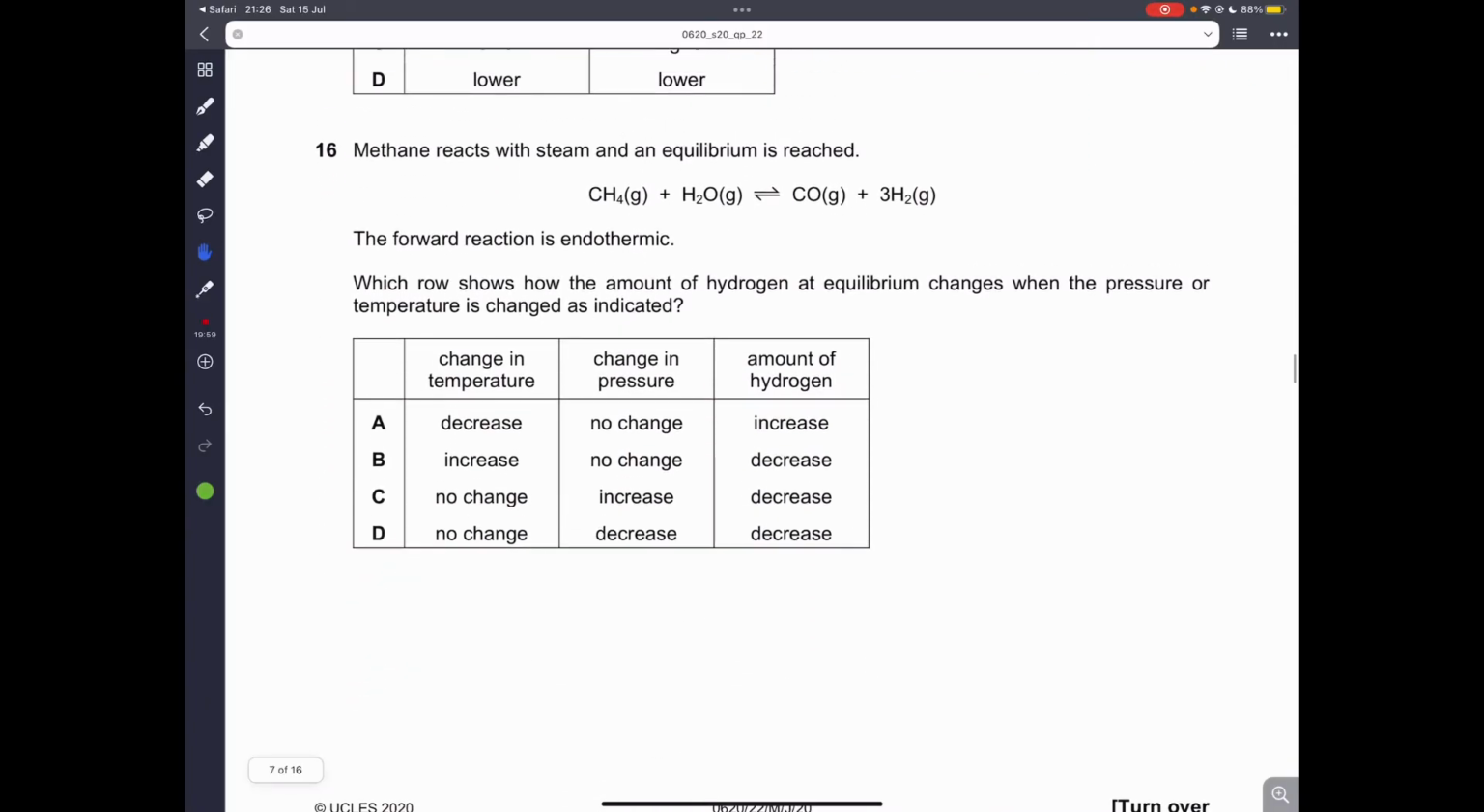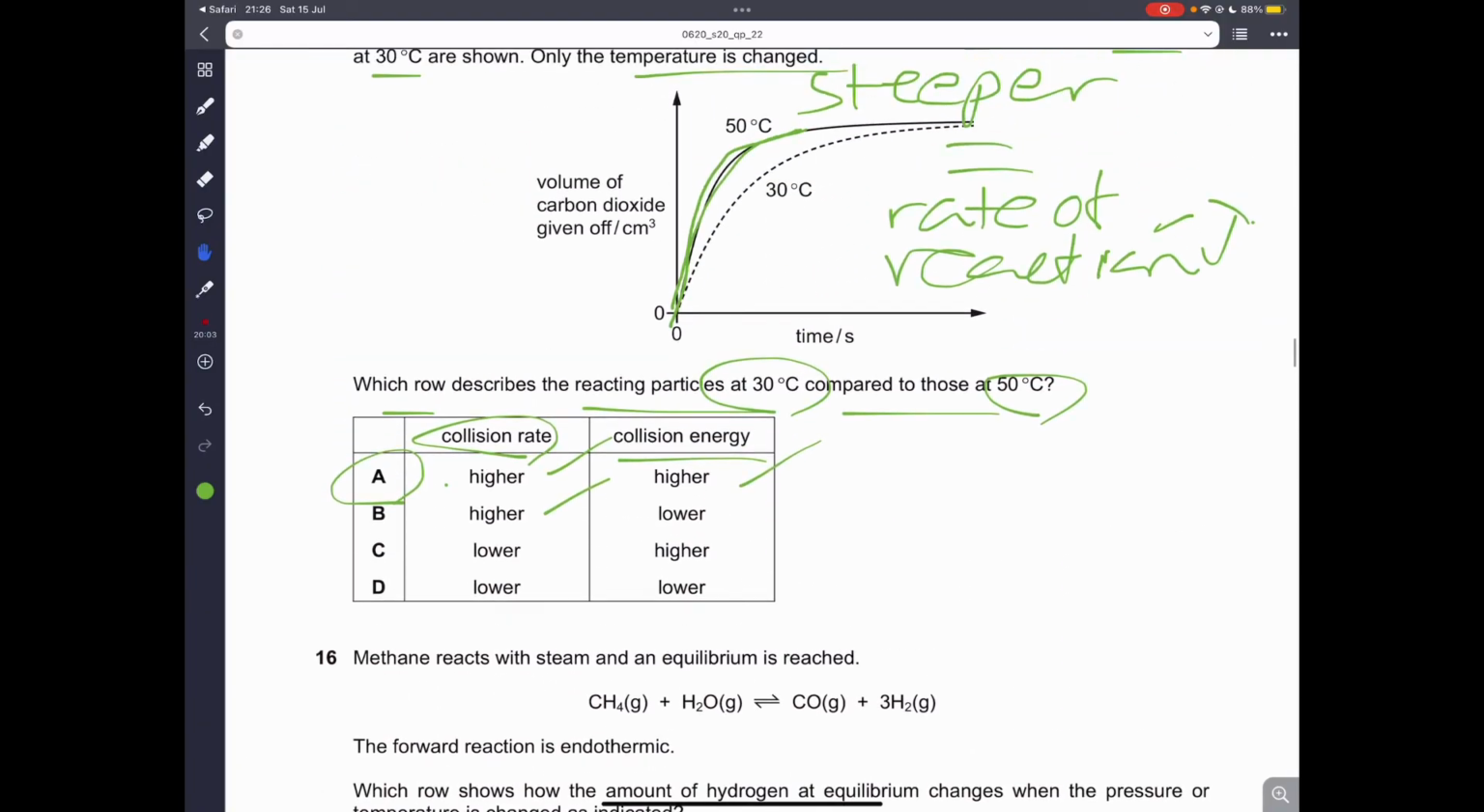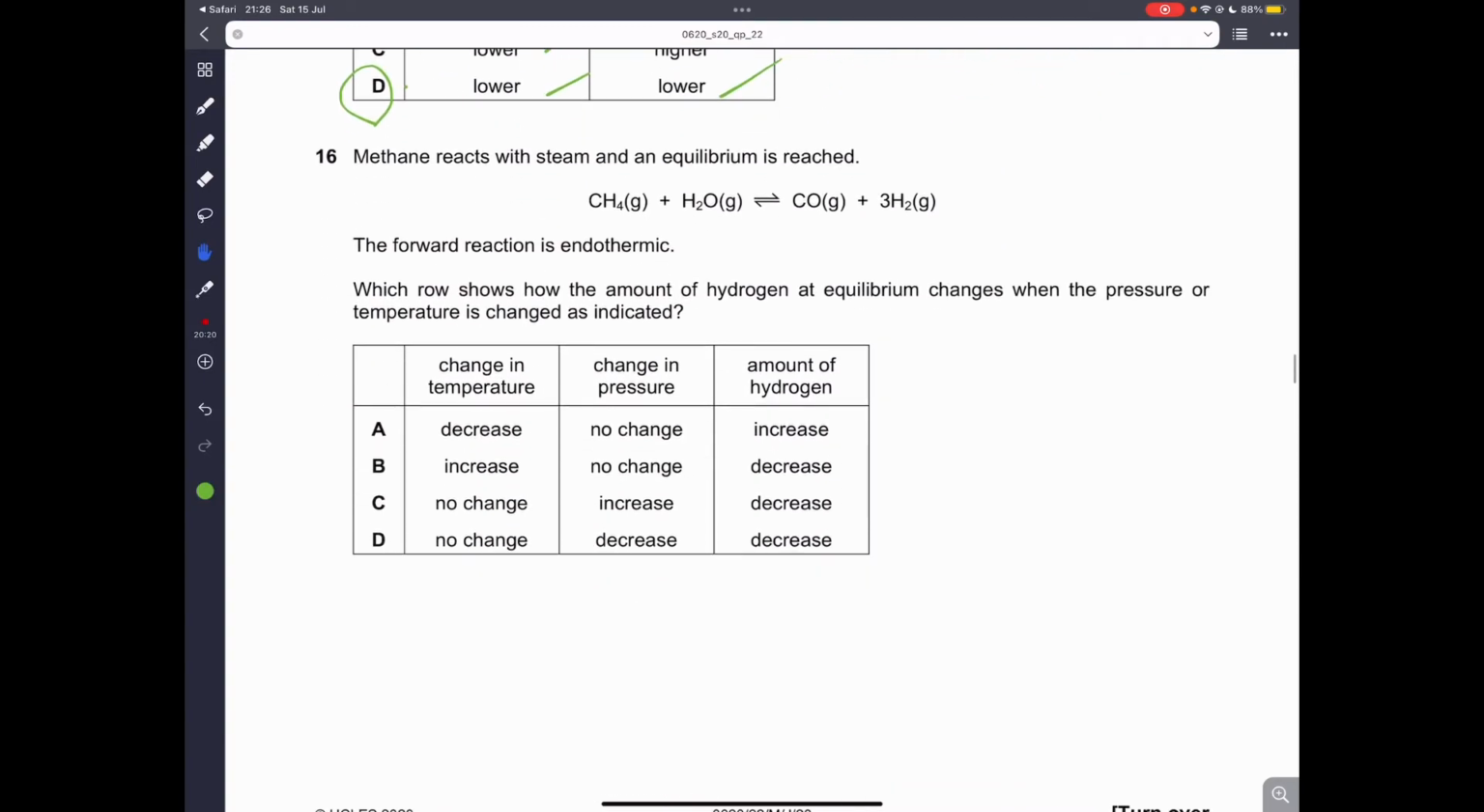Question number 16. Methane reacts with steam. Oh, I'm sorry. The question says at 30 degrees Celsius. So we actually have to look at the 30 degrees Celsius compared to 50. So if we compare 30 to 50, the collision rate at 30 is actually lower and energy is also lower. So D is the correct answer. Pardon me, I was wrong about that.